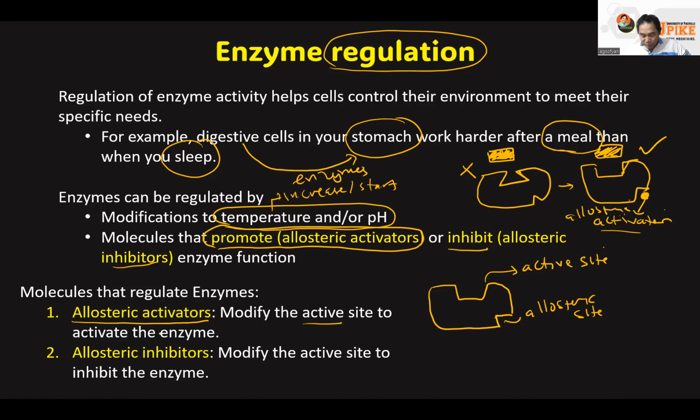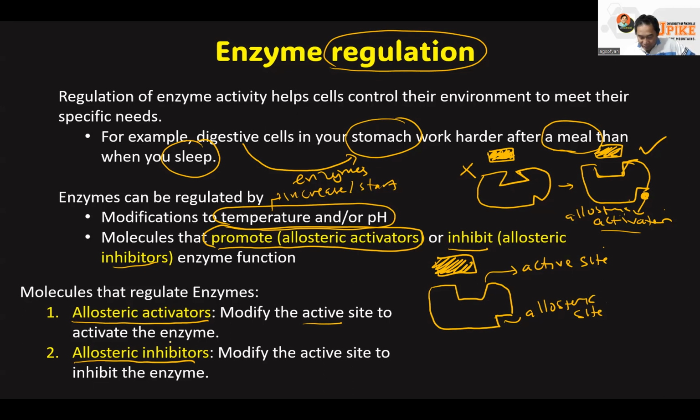The allosteric activator is the molecule that activates the enzyme by changing the active site so that it becomes fit with the substrate. Now, how about the allosteric inhibitor? This is similar. Let's say this is the substrate like this, and then this is the active site.